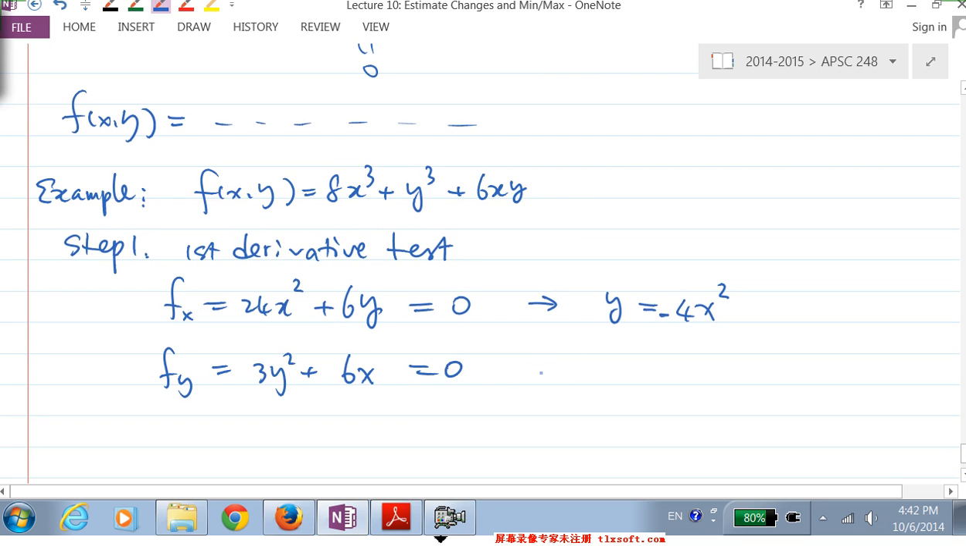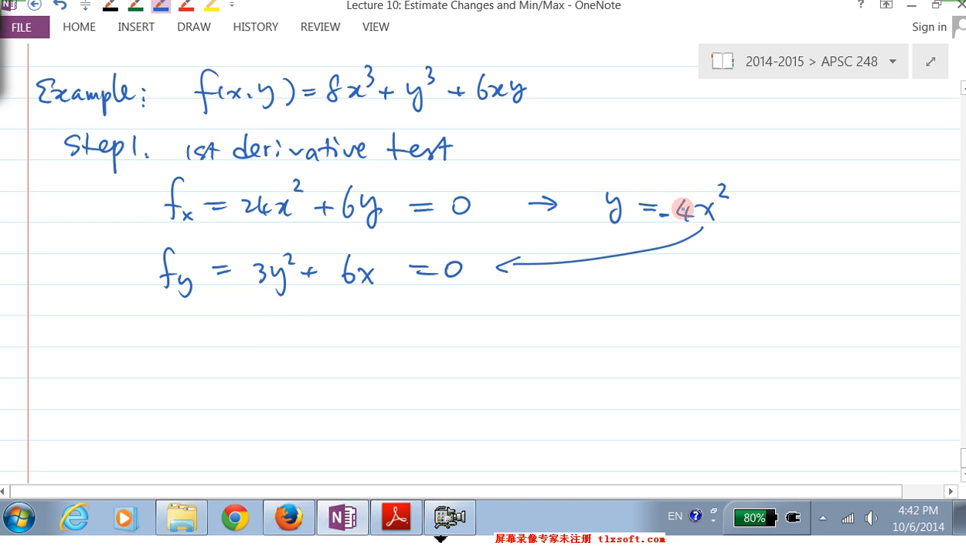So we can substitute y equal to negative 4x squared into this one here. Right, two equations, two unknowns. They're not linear, but we can solve it. So sub this one here. What do we got? 3 times negative 4x squared, squared, plus 6x equal to 0. So that negative is gone.